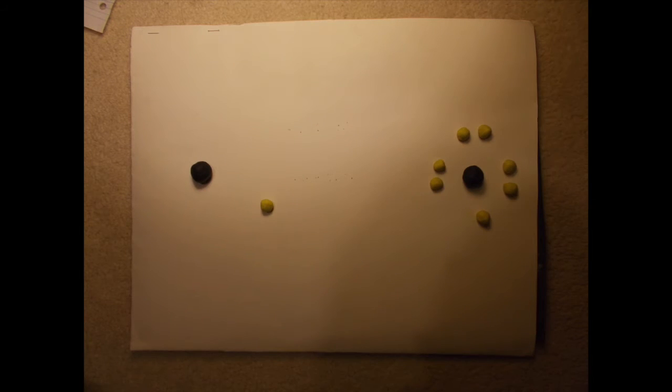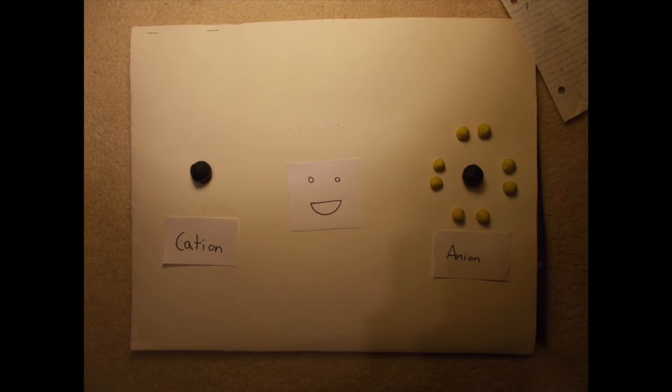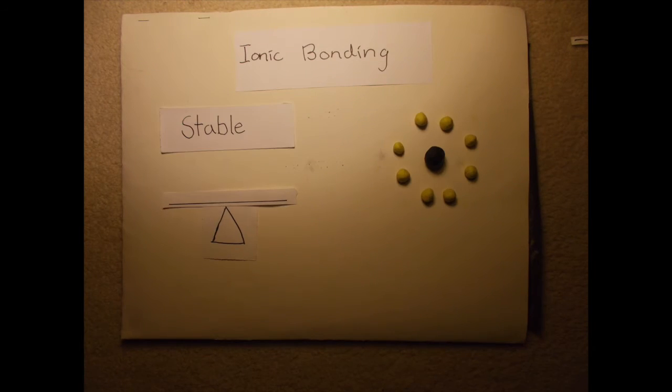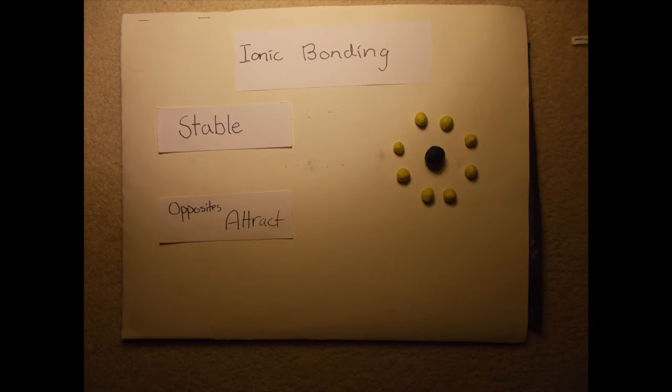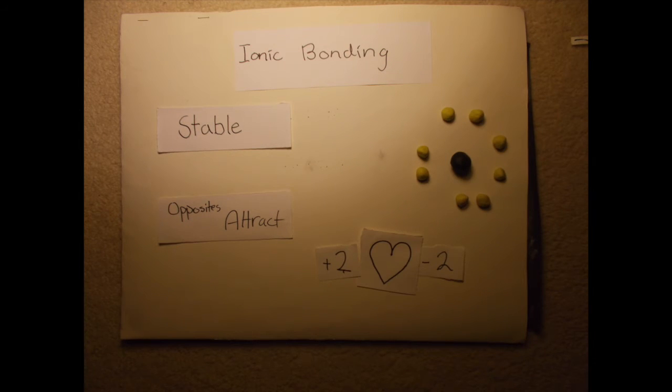To create a full outer shell, elements can give, take, or share electrons. Metals, on the left side of the periodic table, give electrons, becoming positive cations. Nonmetals, on the right side of the periodic table, take electrons, becoming negative anions. An ionic bond happens between a metal and a nonmetal. Ionic bonds become stable by giving and taking electrons. This happens because opposites attract.